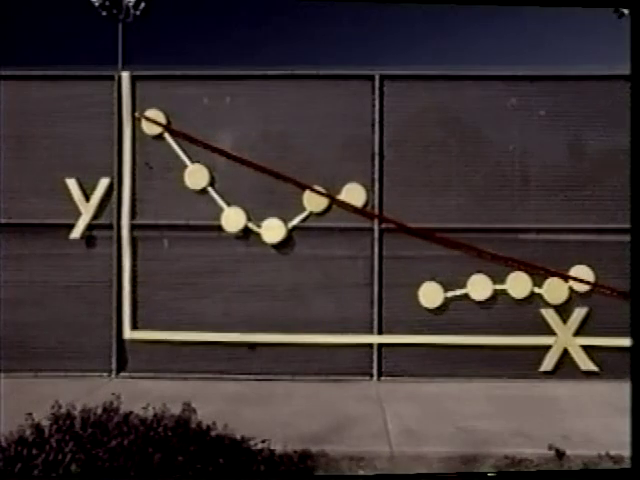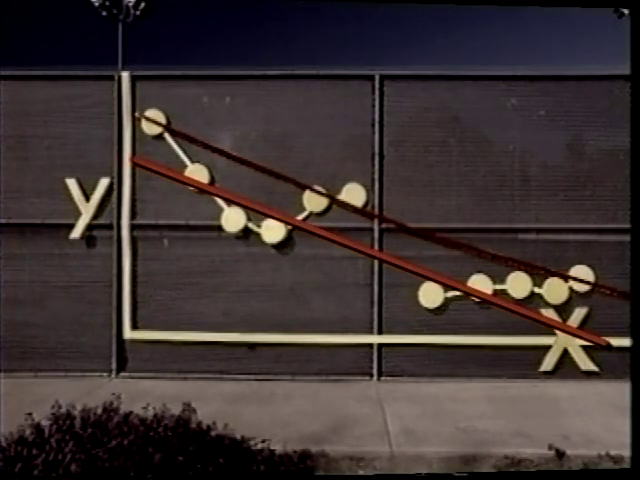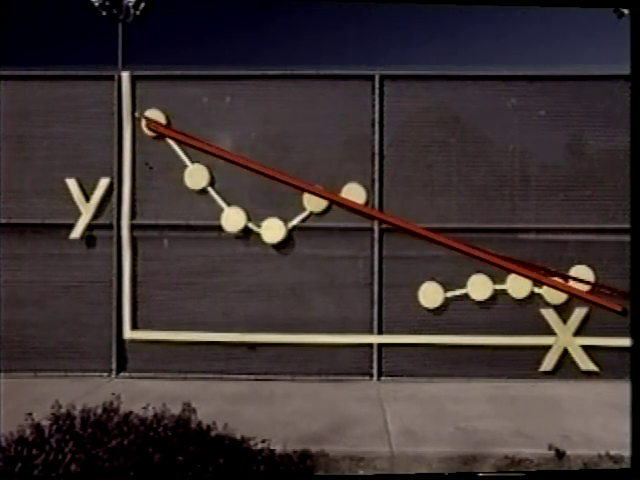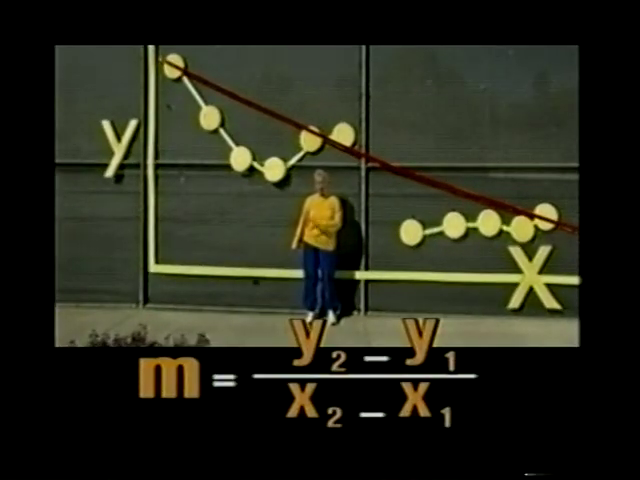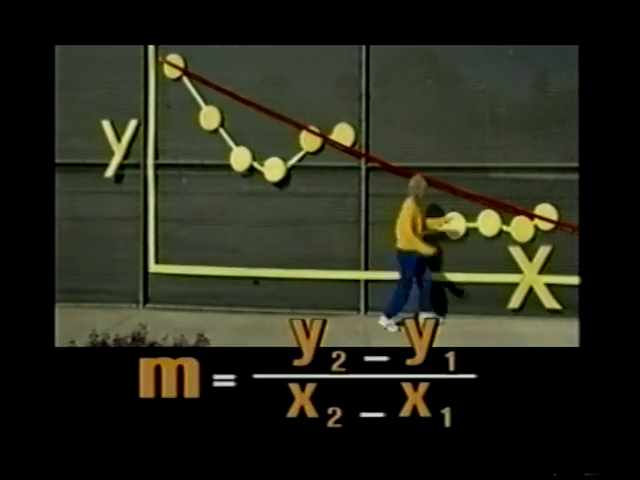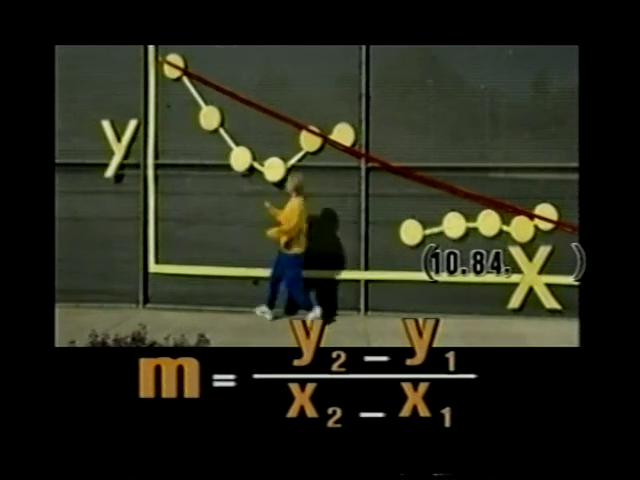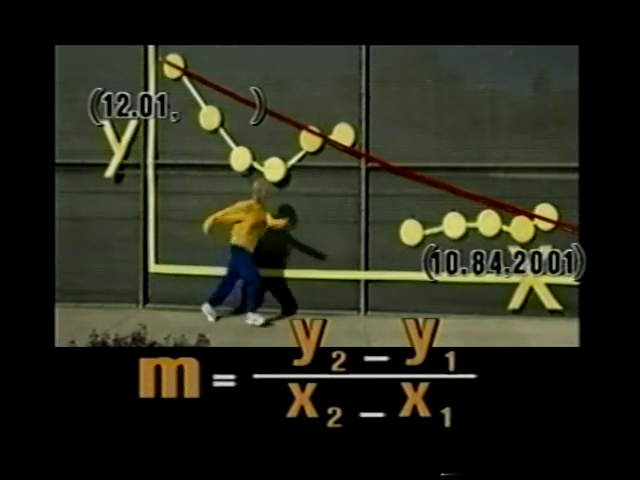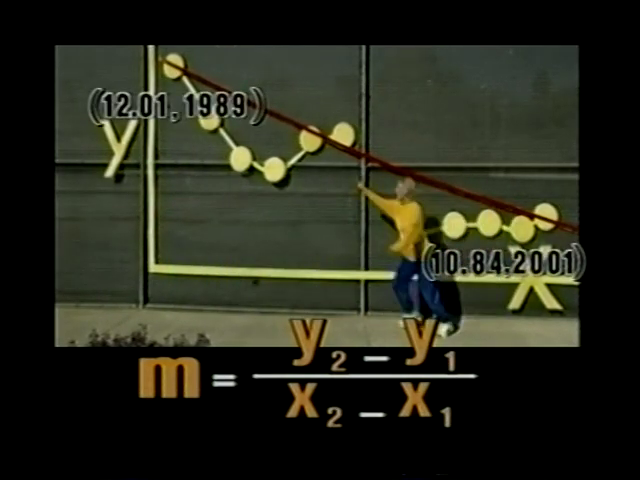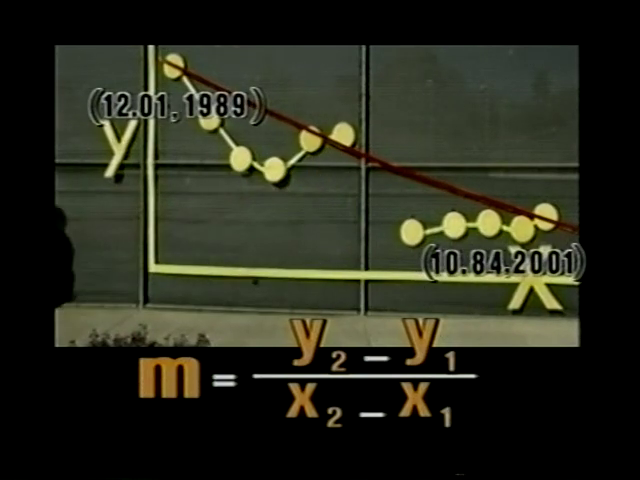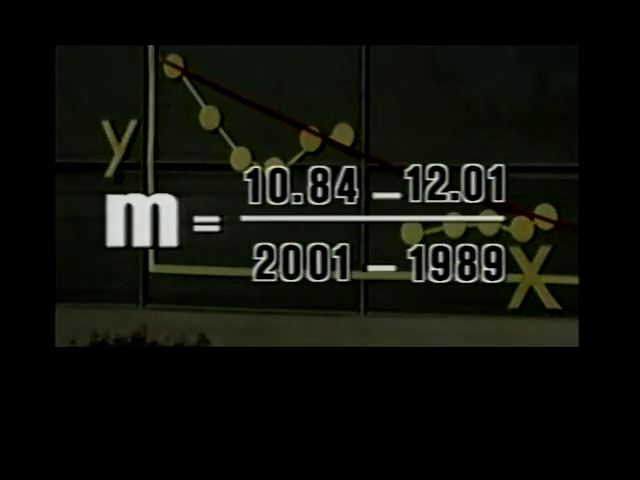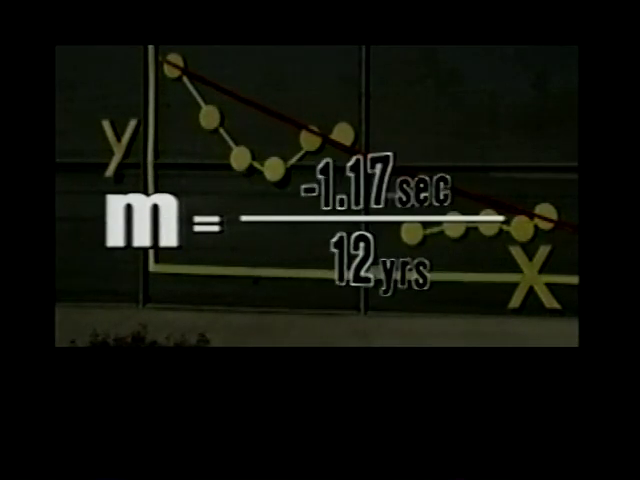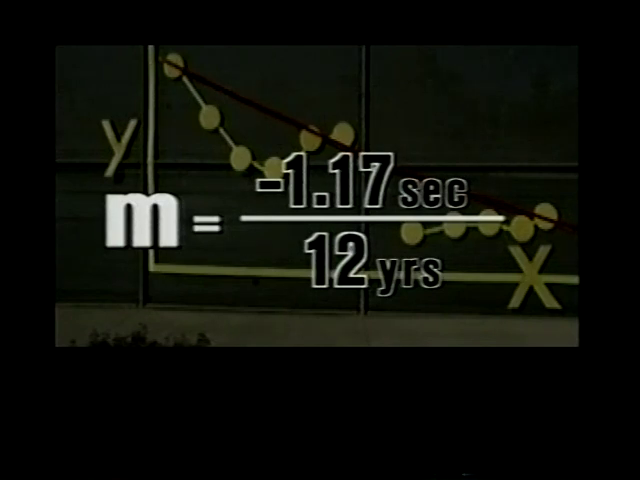Whoa, ouch! By coincidence, our best fit line is parallel to the line connecting the first and last points on our graph. We can use them as our change in x and y. We can see how it works by figuring out the slope of Marion's line. Our last y coordinate is y2, and our first is y1. Same for x2 and x1. Oh, now we just plug our numbers in. A little quick subtracting, and we get m equals negative 1.17 over 12.